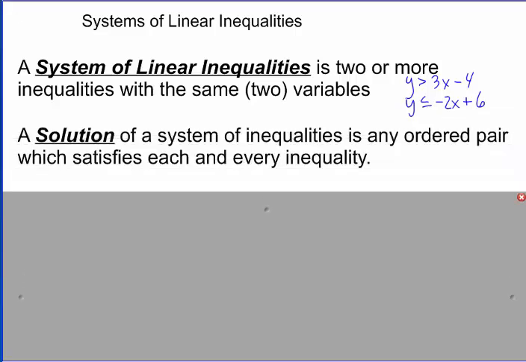A solution of a system of linear inequalities is any ordered pair which satisfies each and every inequality in the system. I showed you an example that just had two inequalities. You could have more. But the solution would be any ordered pair, like (2, 1), where if you plug the 2 and the 1 into the x and the y respectively, into both of the inequalities, and it gives you a true statement in both, then it is a solution. If either one or both of them are not true, then that is not a solution to the system.